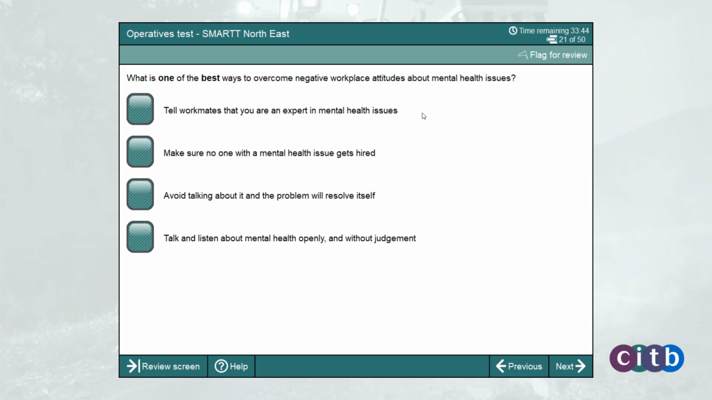What is one of the best ways to overcome negative workplace attitudes about mental health issues? Tell workmates that you are an expert in mental health issues. Make sure no one with a mental health issue gets hired. Avoid talking about it and the problem will resolve itself. Talk and listen about mental health openly and without judgment.